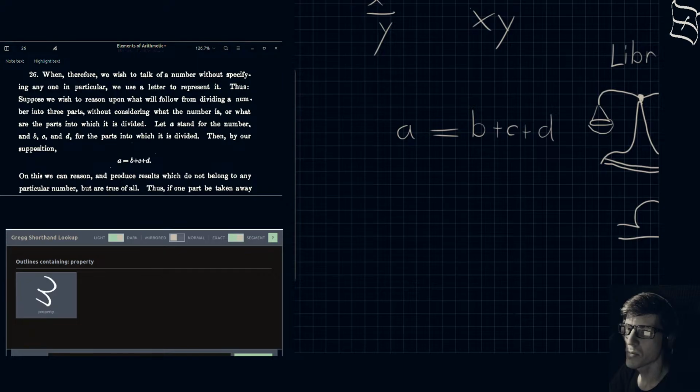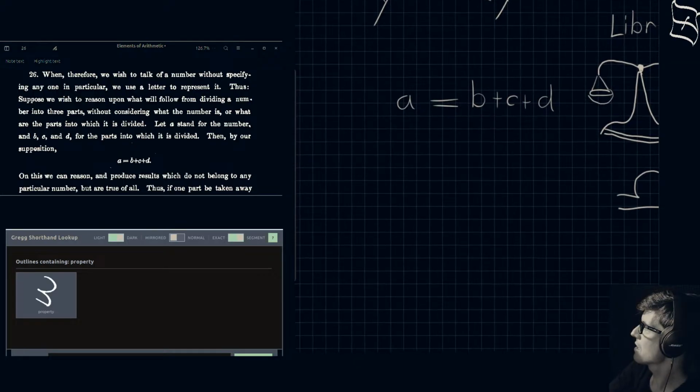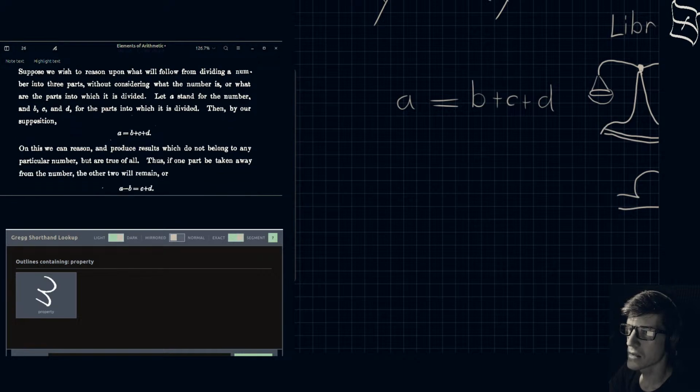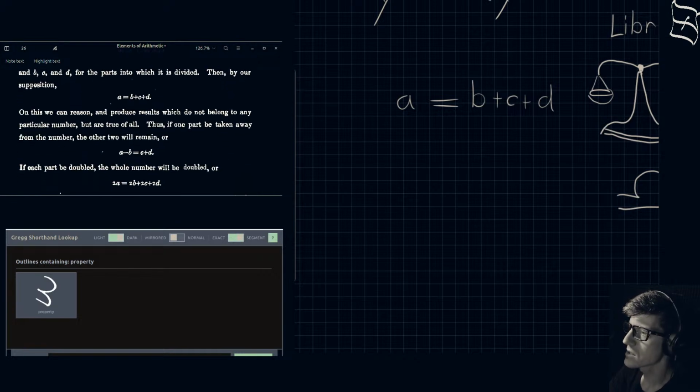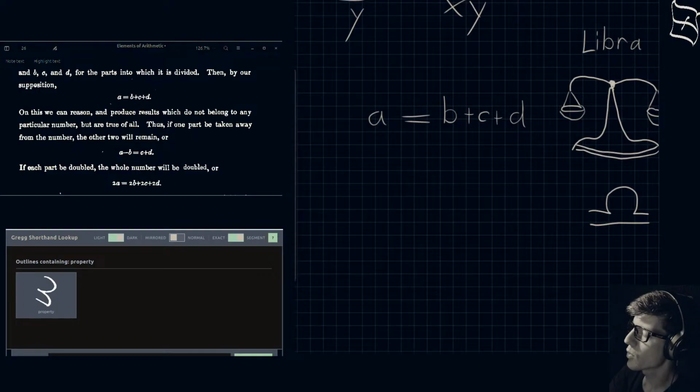division, right? Suppose we wish to reason upon what will follow from dividing a number into three parts. So the number a has been divided into b, c, and d. And that would be laid out thus. Okay? These are the general principles. We don't need to know the explicit value because we're looking at the general principles.